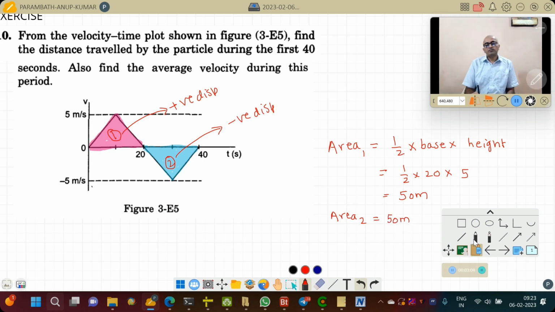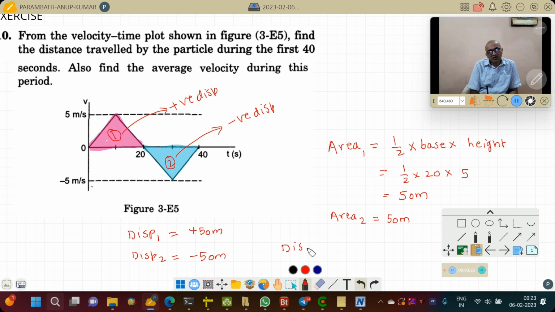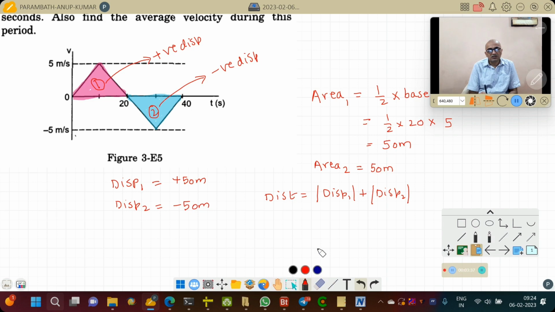So students, displacement 1 is equal to plus 50 meters and displacement 2 is minus 50 meters. He is asking the distance traveled by the particle. Distance traveled by the particle will be simply the magnitude of these displacements. So that is magnitude of displacement 1 plus magnitude of displacement 2. We are not focusing on the direction for distance. So this is 50 meters plus 50 meters, that is 100 meters. I hope this is clear to you, students.